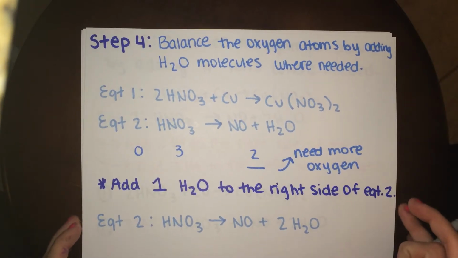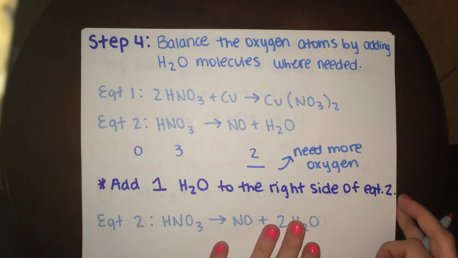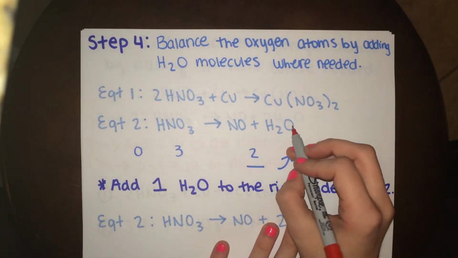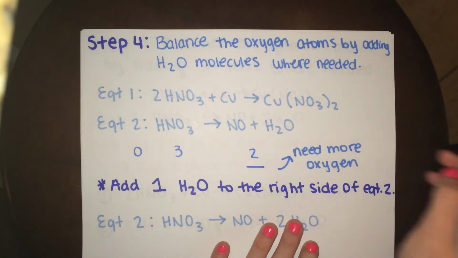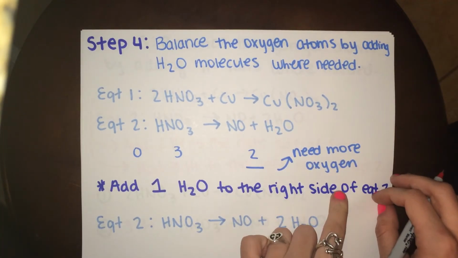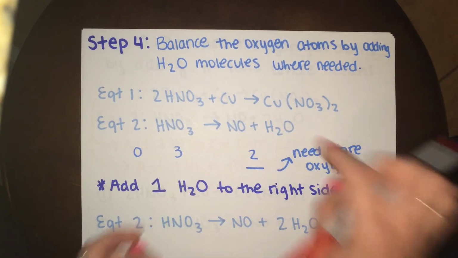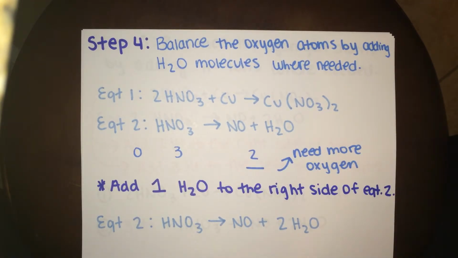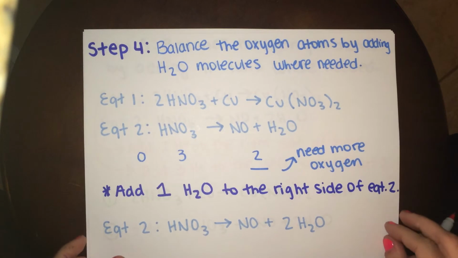Balance the oxygen atoms by adding H2O molecules where needed. You balance the oxygen atoms because you see here that there's only 1 oxygen here, but you need 2 oxygens because on this side there's 3 oxygens. So you know that you need to try to balance them by adding more oxygens to the right side. So you add 1 H2O molecule to the right side of equation 2, making it 2 H2O in equation 2.